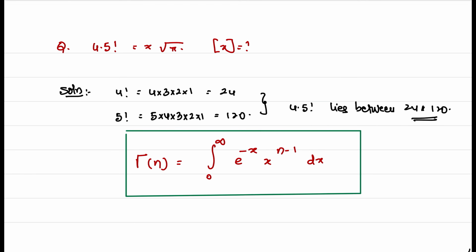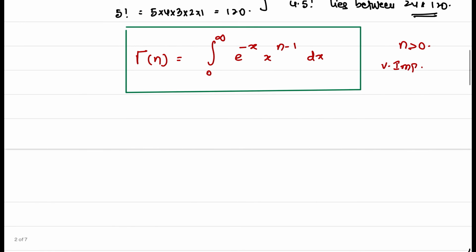This is the gamma function. Very important formula. Please remember this. This is a definite integral formula where n is greater than 0. And using this formula, let us try to find out.